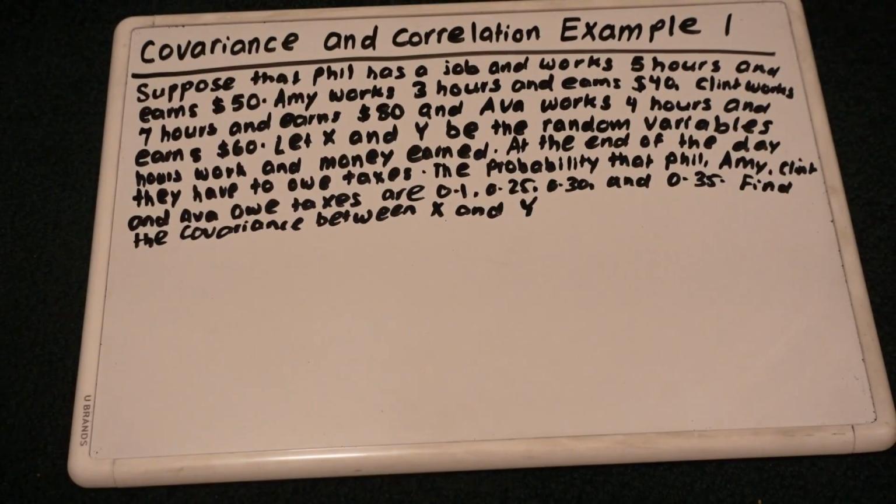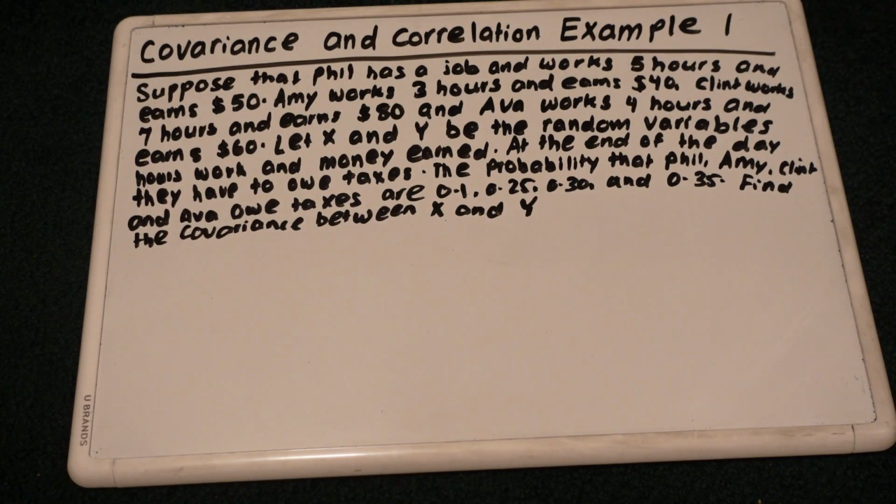So in this video, I'm going to be doing an example of a covariance and correlations problem in probability. Suppose that Phil has a job and works 5 hours and earns $50. Amy works 3 hours and earns $40. Clint works 7 hours and earns $80. And Ava works 4 hours and earns $60. Let X and Y be the random variables hours worked and money earned.